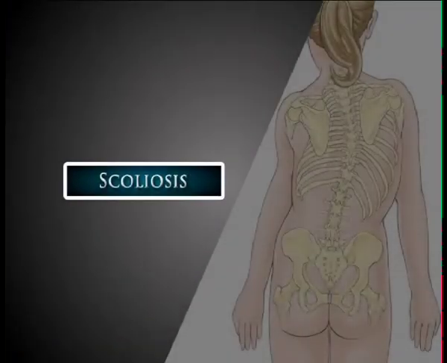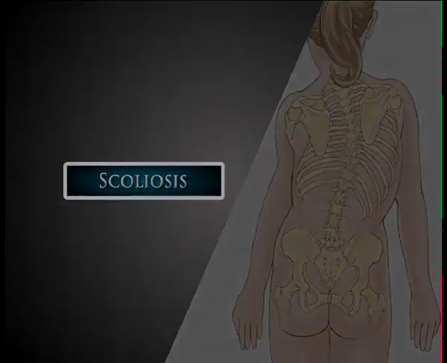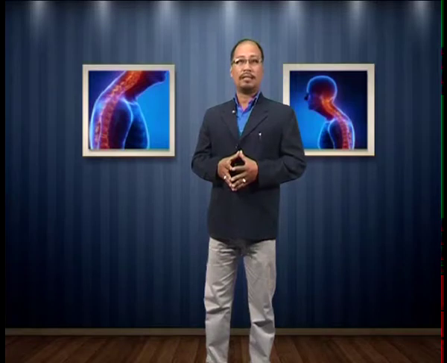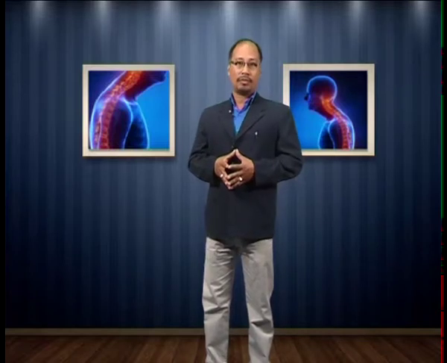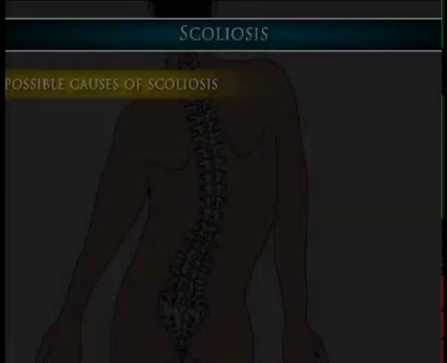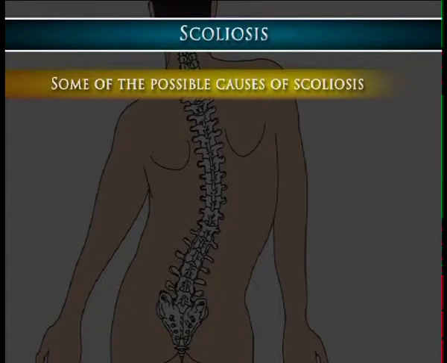So here comes the scoliosis. Scoliosis is a condition that causes the spine to curve to the side. It can affect any part of the spine, but the most common regions are the chest area, that is thoracic scoliosis, and the lower section of the back, that is lumbar scoliosis. So here come some of the possible causes of scoliosis.